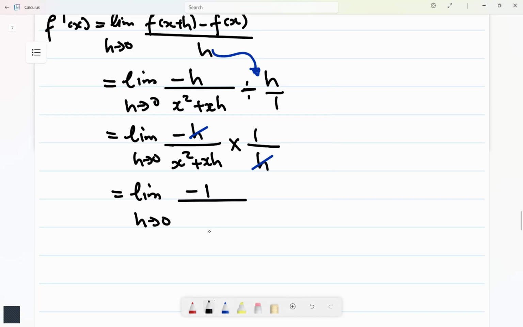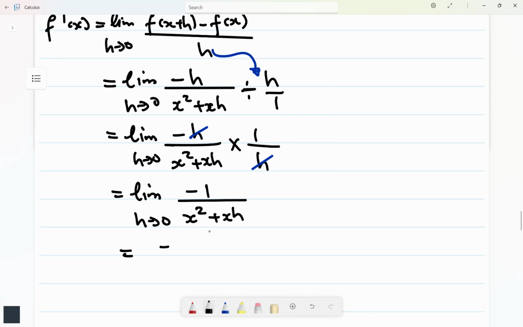Divide by what? By x squared plus xh. Can I substitute h as 0? You have to always check. When I substitute h as 0, this will become 0 again. But this one will just be x squared, so it means I can. As long as the denominator, all of it, does not become 0, I'm fine.